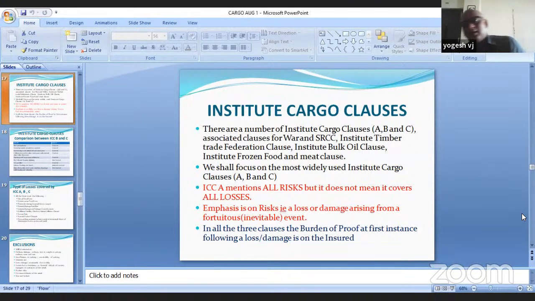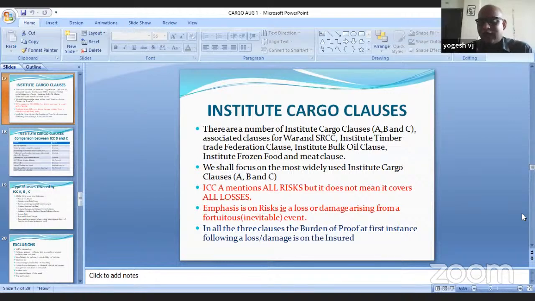So now the emphasis is on risks, that is, loss or damage arising from an inevitable event. Okay. In all three clauses, the burden of proof at first instance following a loss or damage is on the insured.